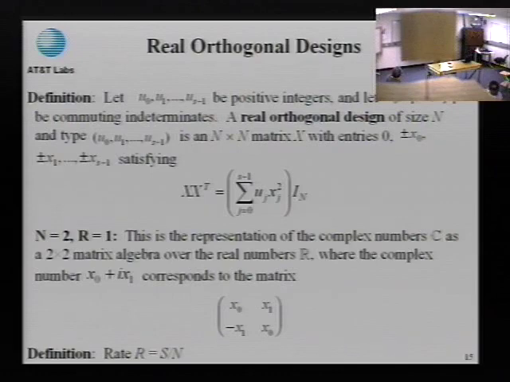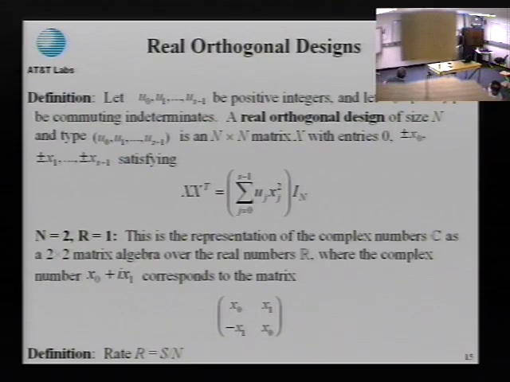So, orthogonal designs, they're matrices where the entries are indeterminates. You should think of the indeterminates as being what you're going to use to send information. And the orthogonality, which is important, is that you take X X transpose, this is in the real world, you get a scalar multiple of the identity. And you already know examples of such things because you know the complex numbers. And you can think of complex numbers as 2x2 matrices over the reals.